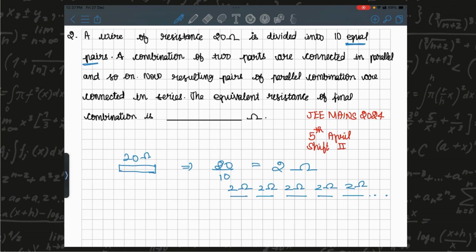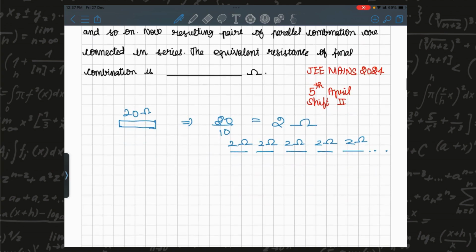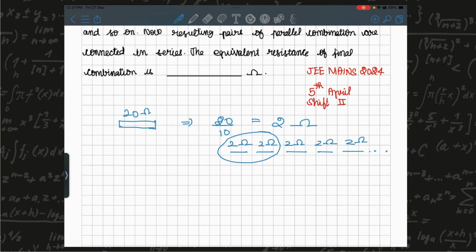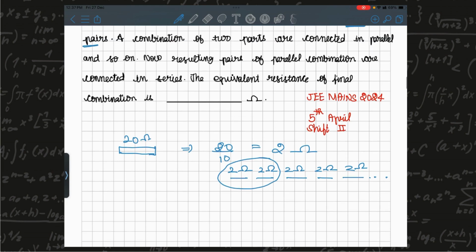Now they are saying a combination of two parts are connected in parallel. So we'll be taking two wires each and connecting them in parallel. And the next line says, now resulting pairs of parallel combination are connected in series. So it'll be like this. 5 pairs are connected in parallel, then those parallel combinations are then connected in series. So it will be like this, right?